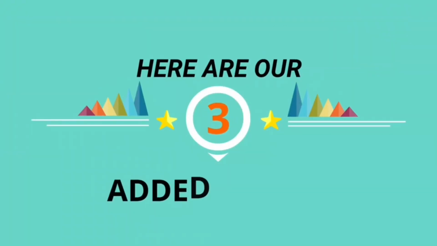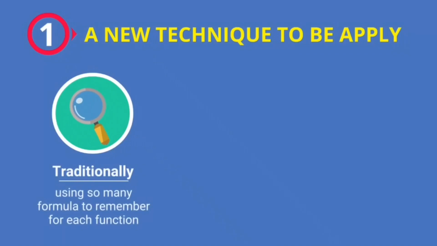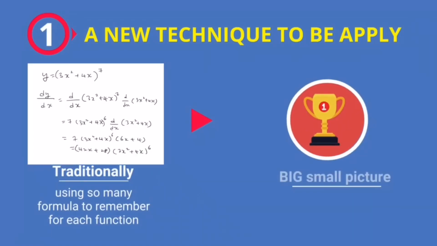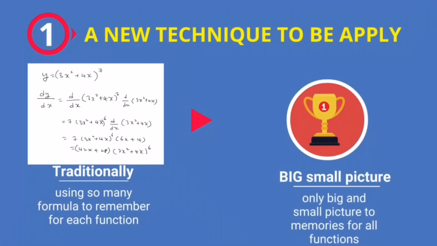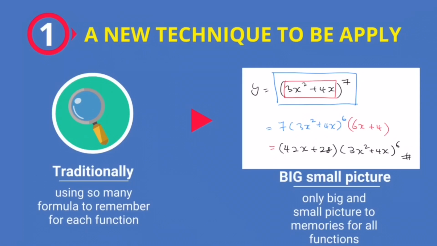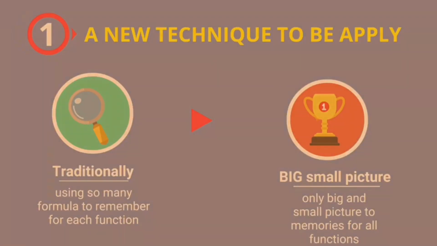Let's look at the 3 added values which we have from big picture, small picture. The new technique is away from the traditional method, which uses so many formulas to remember for each and every function. Therefore, if you look at the above diagram, the complicated equation does not need to be written by the students compared to big picture, small picture. Therefore, big picture, small picture is easier for students.